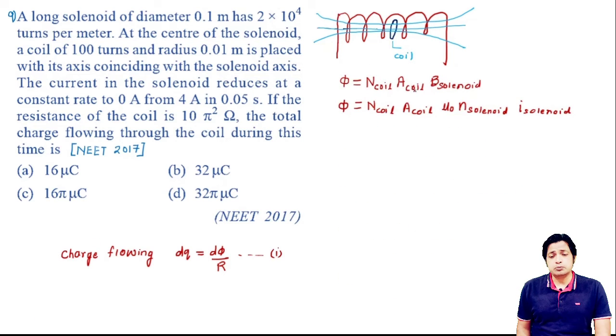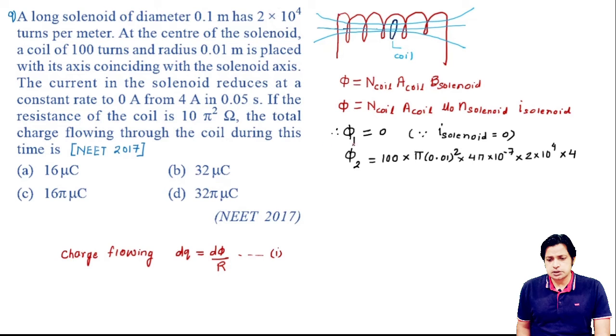N coil, A coil, B solenoid, and B inside a solenoid is given by the formula mu naught n i. n is the number of turns per unit length. Actually I should have kept this in EMI itself, rather than putting it in AC circuits, but it's okay. So I won't put this in EMI now. So this is what it is, and initially the current is 4 and finally it is 0. This is the final flux. Why is the final flux 0? Please remember that.